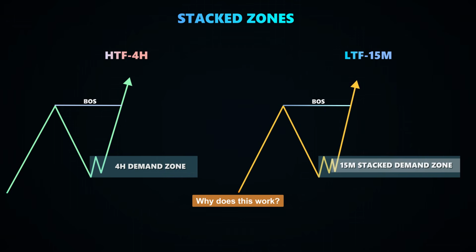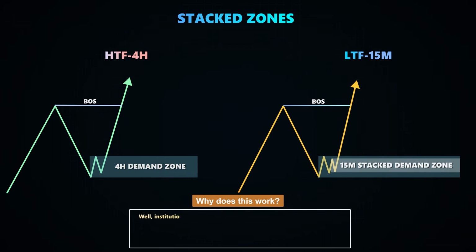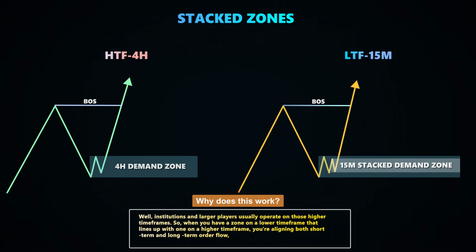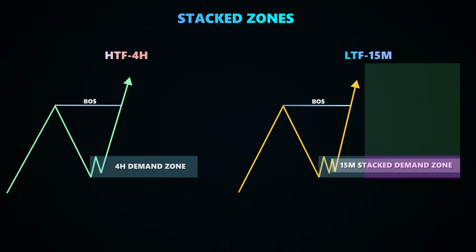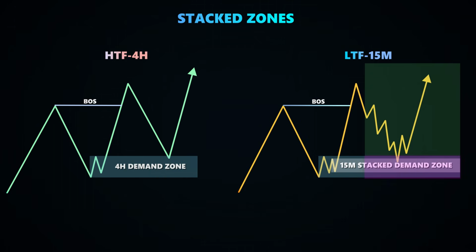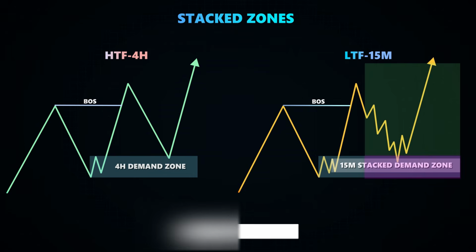Why does this work? Well, institutions and larger players usually operate on those higher time frames. So, when you have a zone on a lower time frame that lines up with one on a higher time frame, you're aligning both short-term and long-term order flow, and that boosts the chances of price reacting from that level. It's simple. More confluence equals more confidence, and more confidence means better probability. Always look for these stacked zones. They give you a stronger edge in the market.